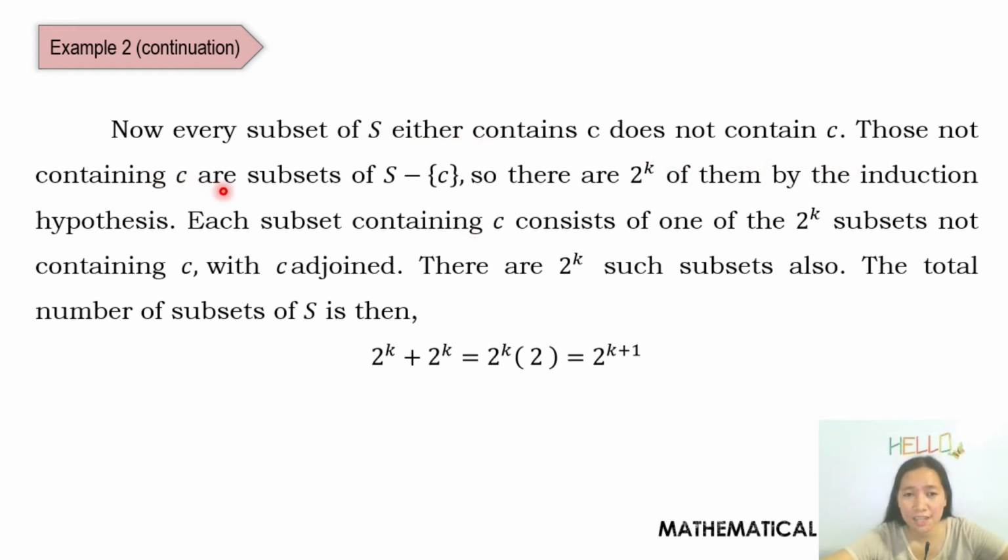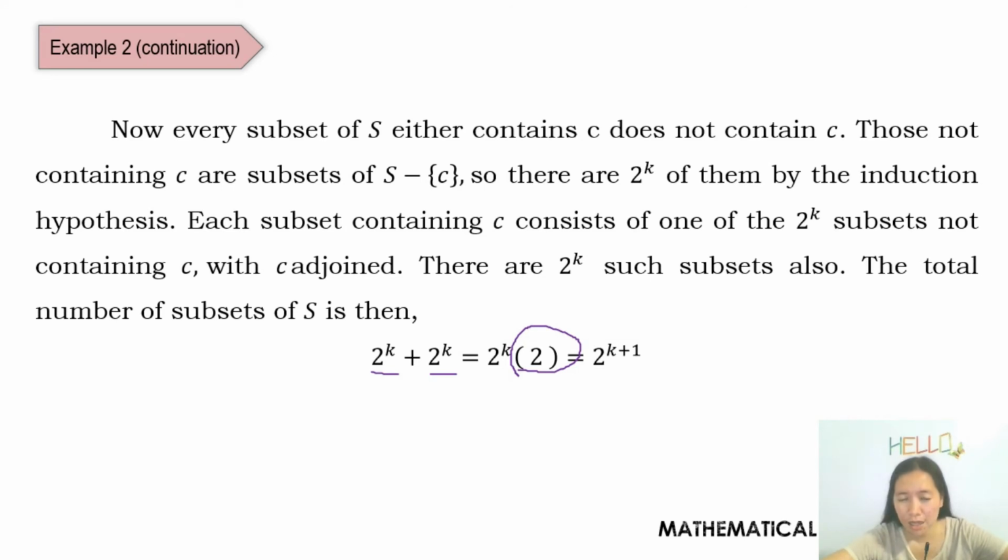Those not containing c are subsets of S minus c. So there are 2 raised to k of them by the induction hypothesis. Each subset containing c consists of one of the 2 raised to k subsets not containing c, with c adjoined. Adjoined means joined. There are 2 raised to k such subsets also. The total number of subsets of S is then 2 raised to k plus 2 raised to k, which is 2 times 2 raised to k.